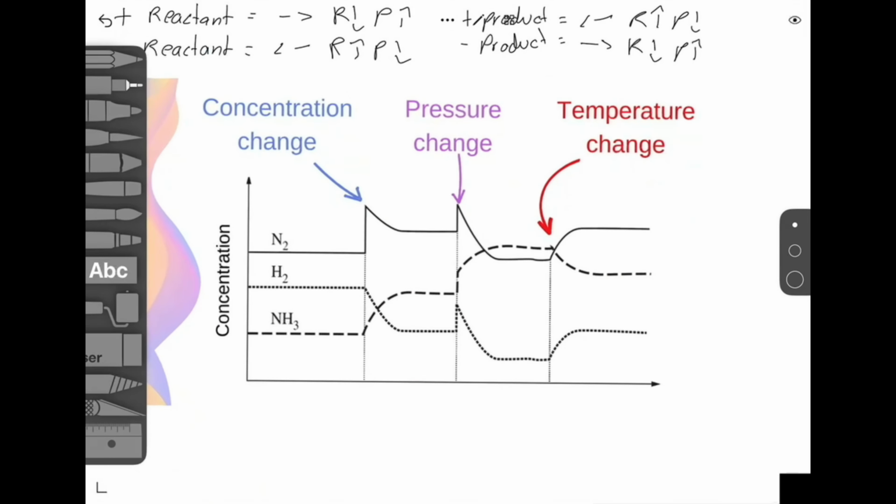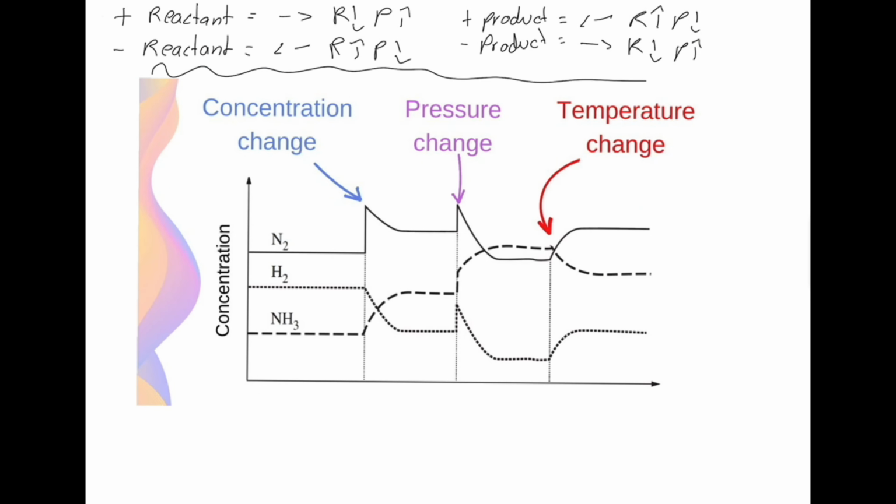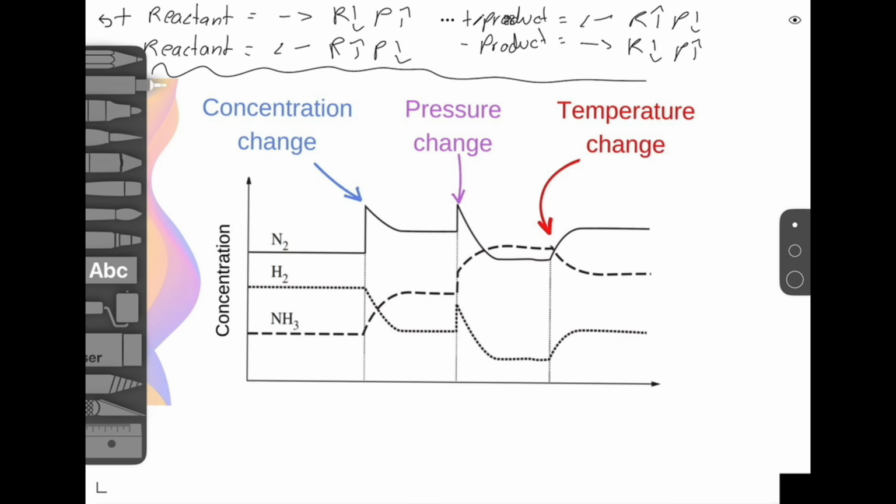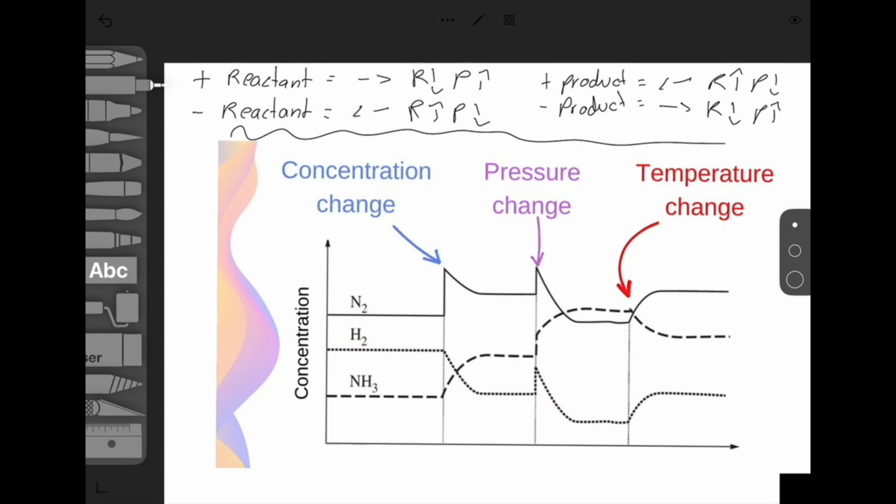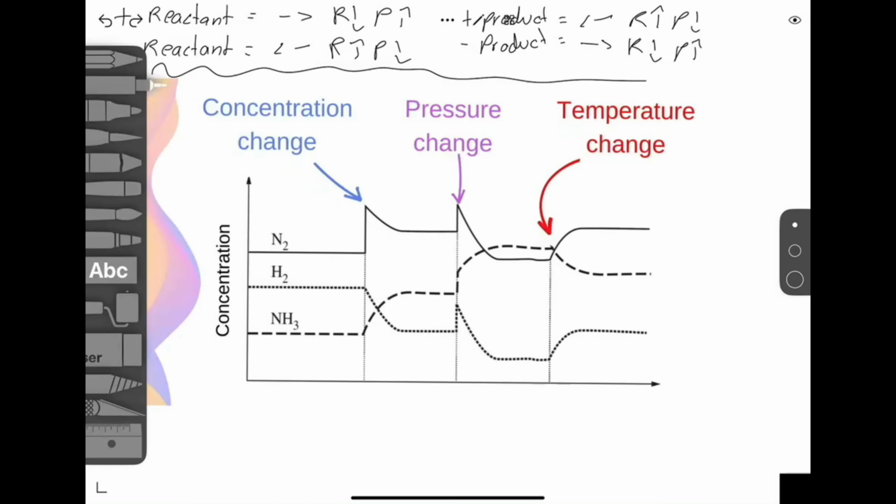This is a simple way to remember concentration changes, and this is the easiest way you can get full marks on an exam if you state it. So if a question asks or shows that a reactant is being added, you could say that it favors the forward reaction. As shown, the reactants have gone down and products have gone up.